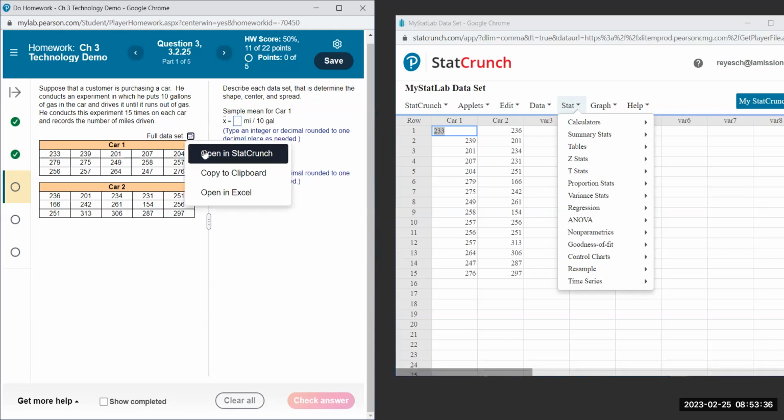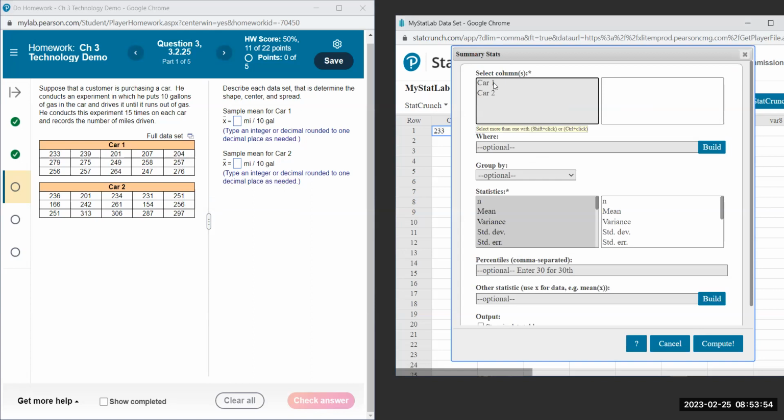Remember, click to copy the table, this table, and open in StatCrunch, which I already did over here on the right. Okay, so go to Stat, Summary Stats, whenever you want to get the mean, the median, all that. Our data is in columns, so click on Columns. And then I want both of these. If I just click on this, just car one is going to be pulled up. So make sure you highlight both. On a PC, I hold down the Control key, and then I just click car two while I'm holding down the Control key. On a Mac, you might have to do it slightly differently. So just figure out on your computer how to do that.